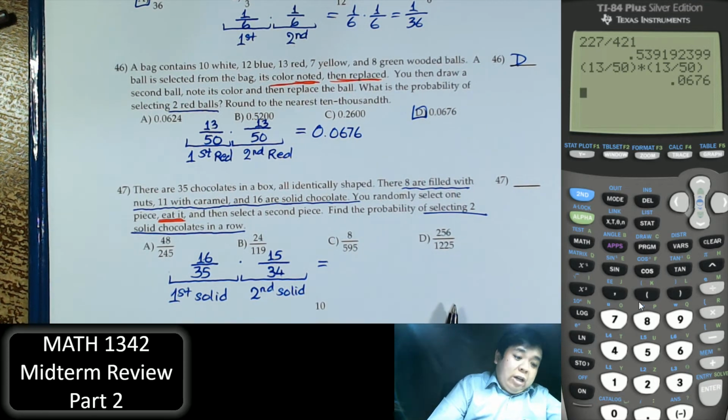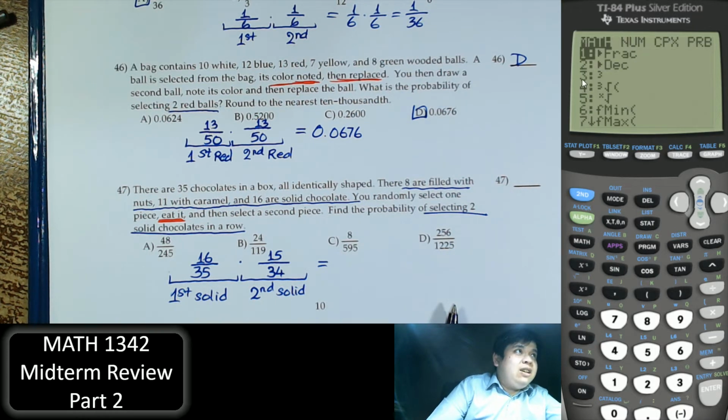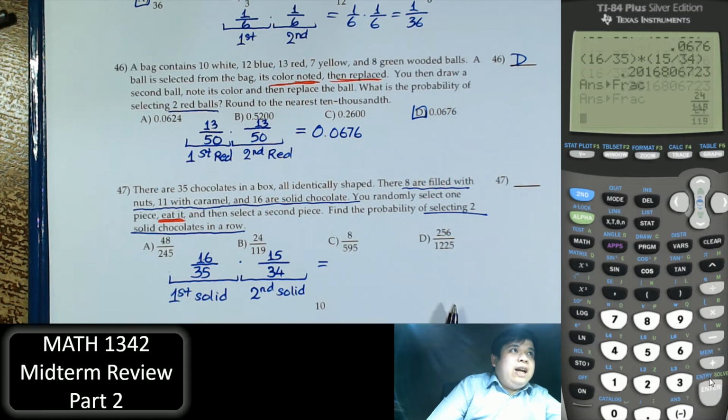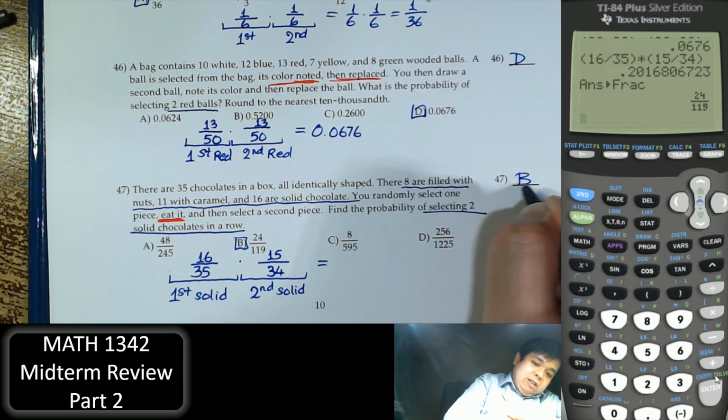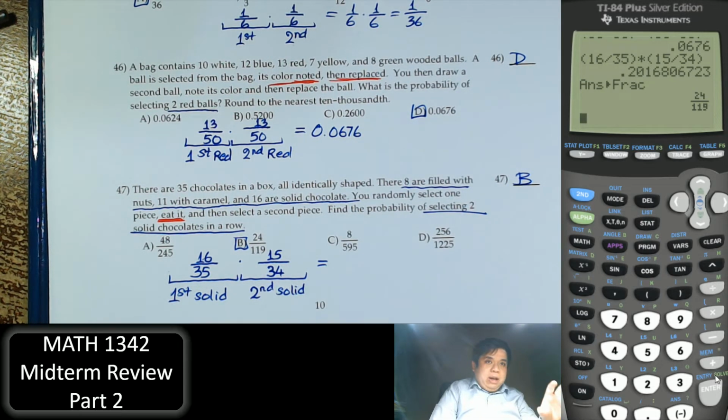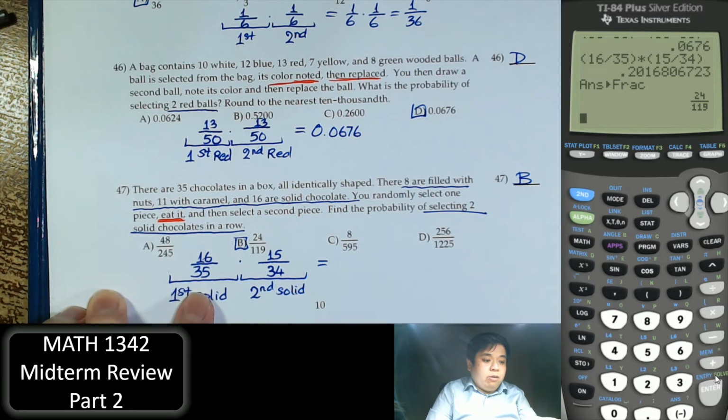So on the calculator we have 16 divided by 35 times 15 divided by 34. And if we want to go to fraction, hit math, enter twice, and we convert that to fraction, which is 24 over 119. So the probability of getting the first solid is 16 over 35, but we ate that, so for the next one there are only 15 solid left, and 34 total.